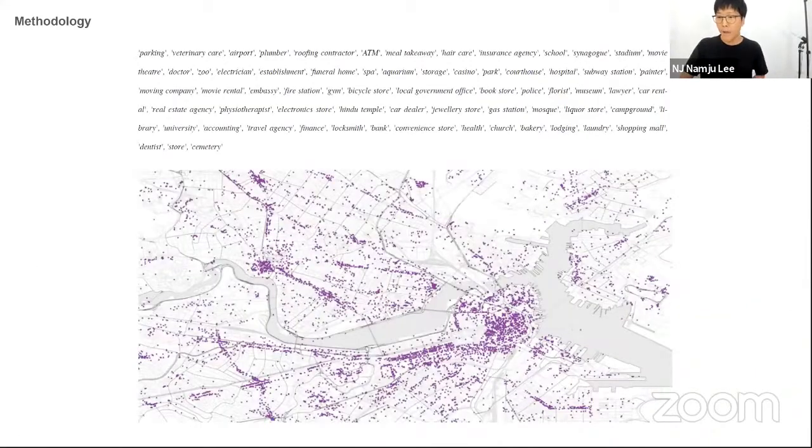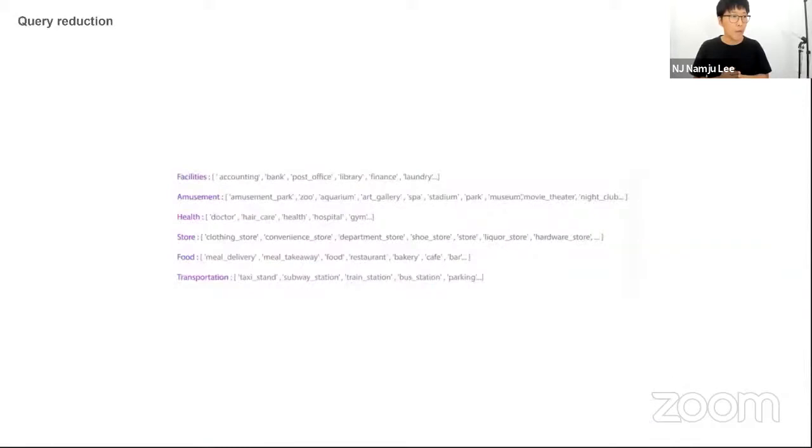So this is the query. There's a lot of query, so maybe it becomes like noise. So I reduced some of the query. As you can see, there's a lot of places, but we can categorize them into six areas so that we can get a more precise and clearer compute process.